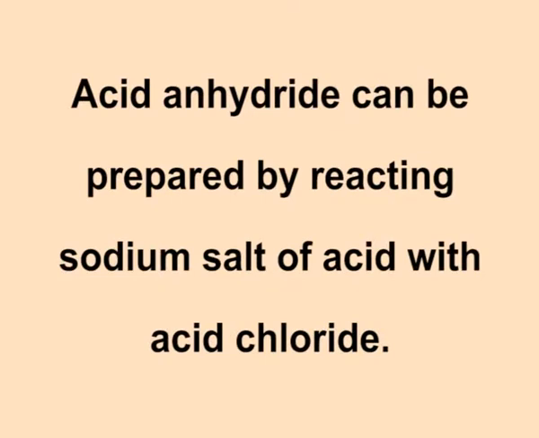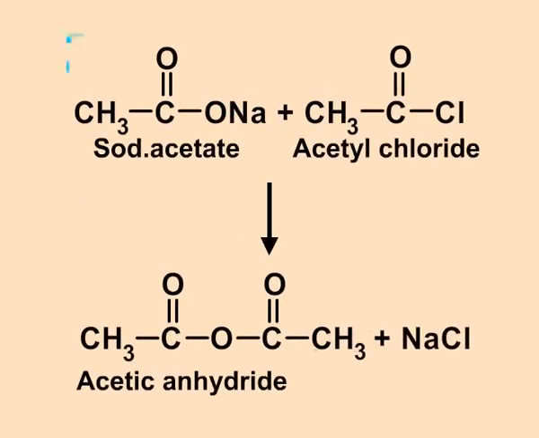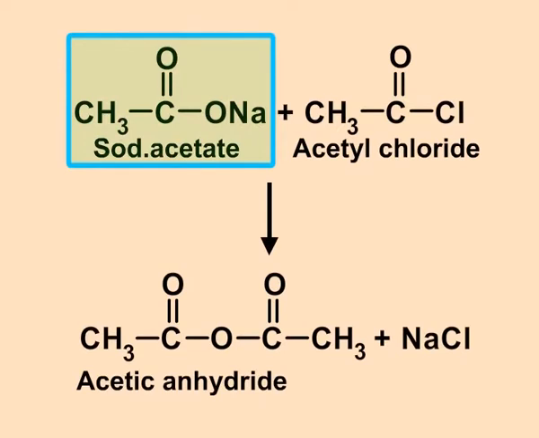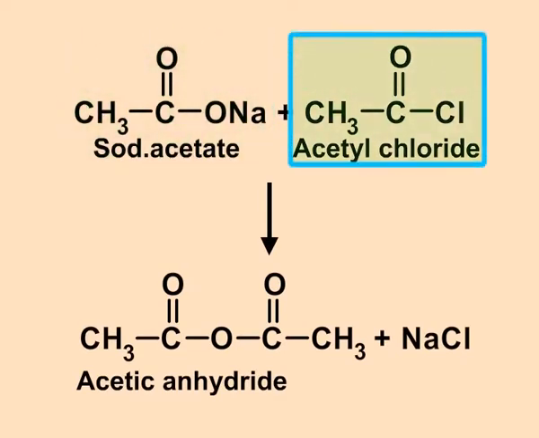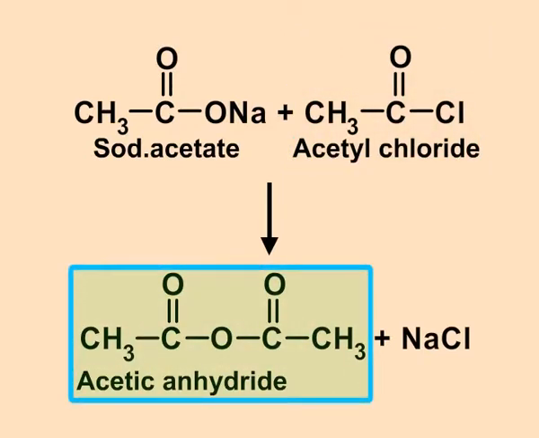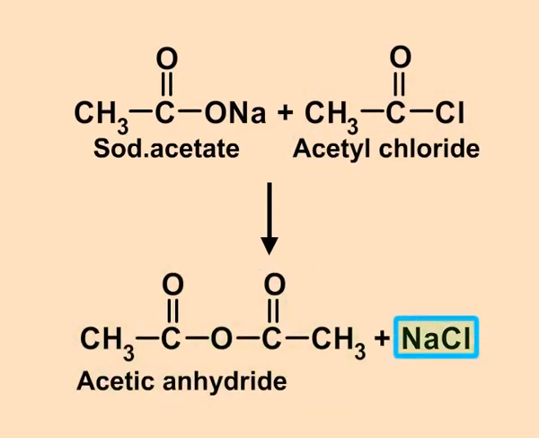Acid anhydride can be prepared by reacting the sodium salt of an acid with acid chloride. Sodium acetate reacts with acetyl chloride to form acetic anhydride and sodium chloride.